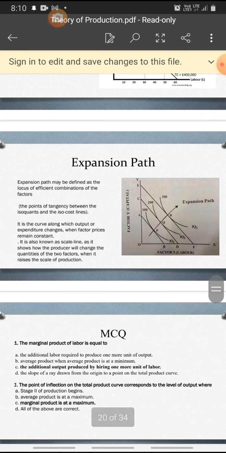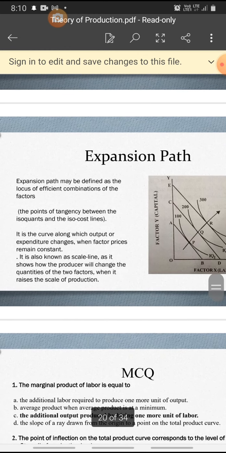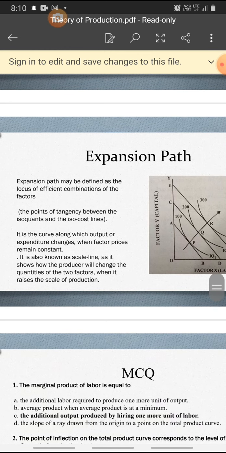Expansion path. Expansion path may be defined as the locus of efficient combinations of factors. The points of tangency between isoquants and isocost lines in one diagram having more isoquants and more isocost lines. That is the curve along which output or expenditure changes when factor prices remain constant. The prices of factors are constant here.